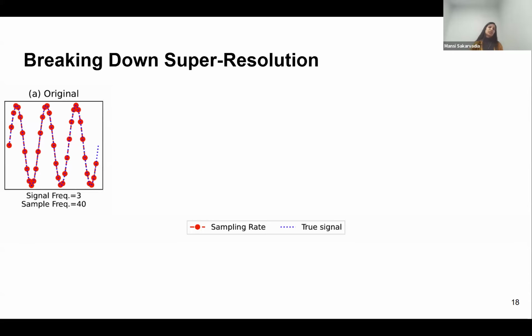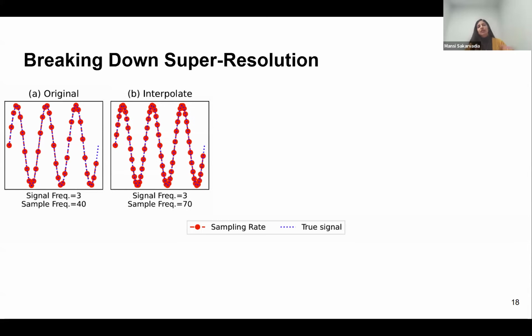So I propose in this paper to break down the behavior of super resolution into 2 concrete workflows. And I'm going to illustrate that workflow in our simple 1D setting first, and then translate it to neural network inference. So let's say we have an underlying system. We know its signal frequency is 3, and we've sampled at a sufficiently high frequency of 40.